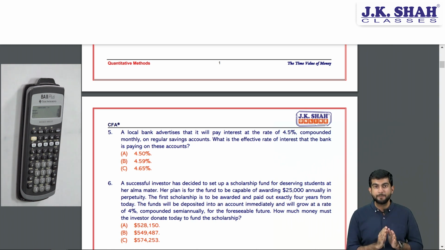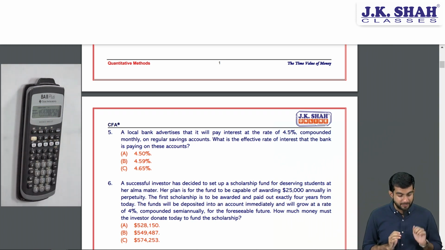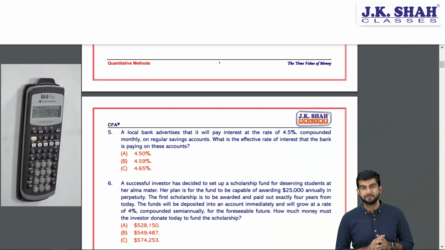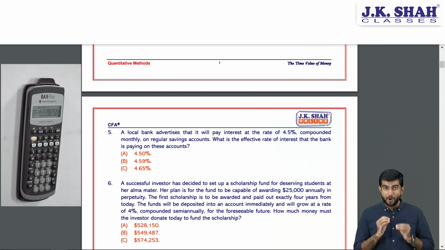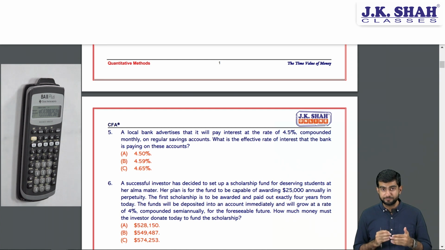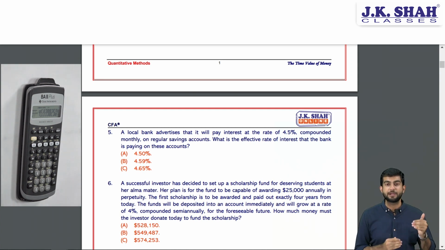Finally we have to compute this. Press the CPT button. The answer is 4.59. Option B is the answer. So avoid using the complicated formulas to solve for the effective annual rate. Rather make use of the calculator shortcut.